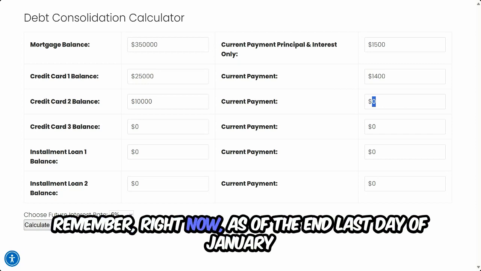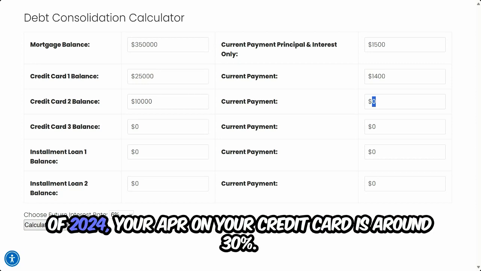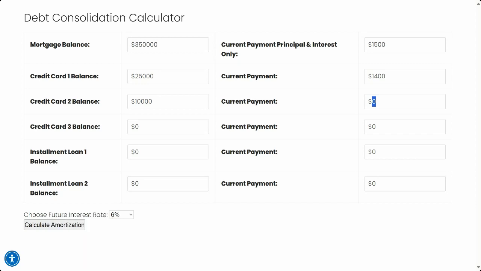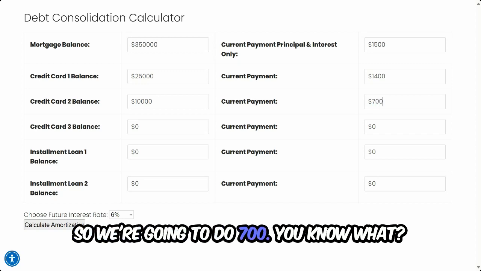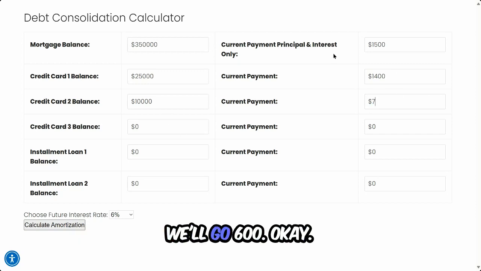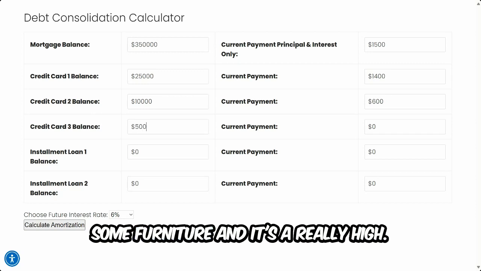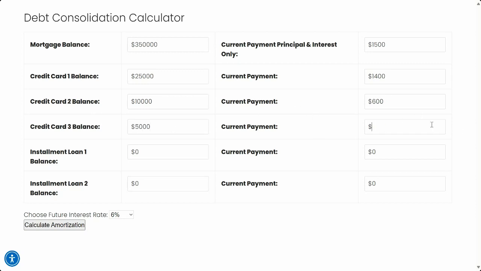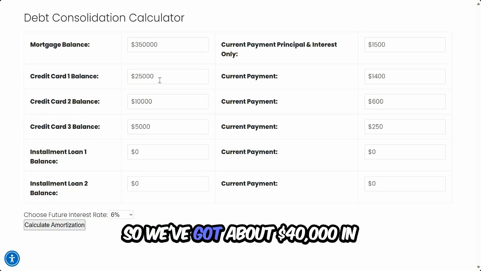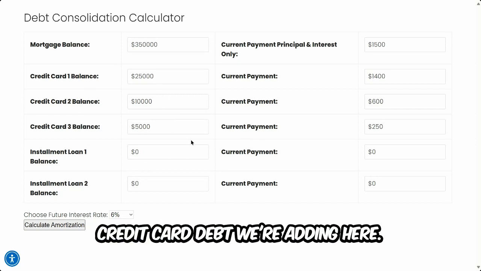Remember, right now, as of the last day of January of 2024, your APR on your credit card is around 30%. So we're going to do 700. You know what? We'll go 600. Okay. And then we'll put in, maybe you bought some furniture and it's a really high rate. So we'll go 250. So we've got about $40,000 in credit card debt we're adding here.